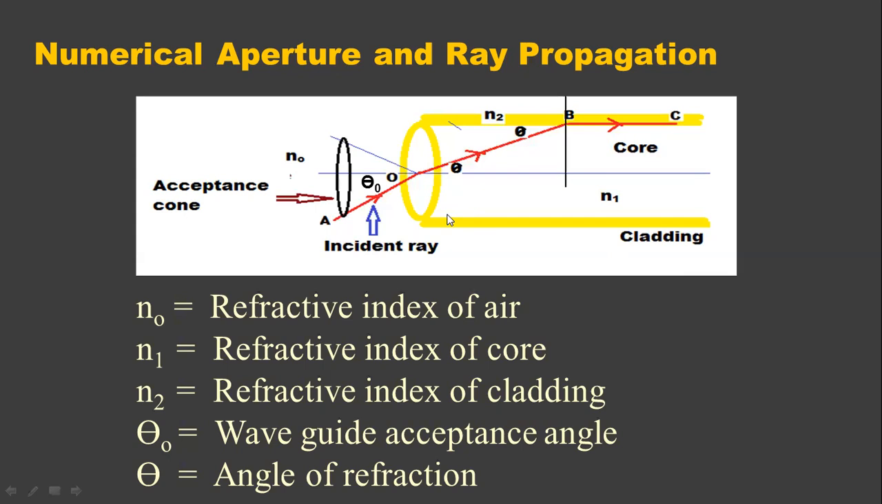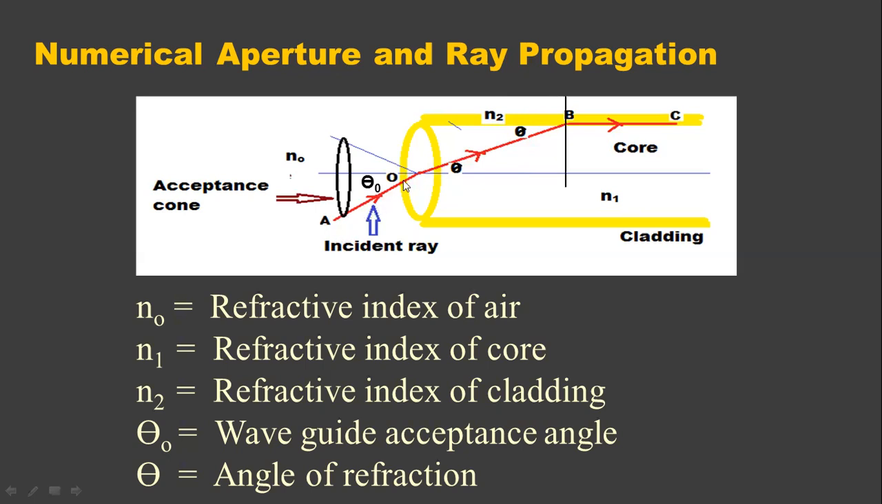So in this diagram, you are looking at an optical fiber. The optical fiber is placed here, and this red line indicates the incident ray of light going into the optical fiber. Here N0 is the refractive index of air, N1 is the refractive index of the core, and N2 is the refractive index of the cladding.